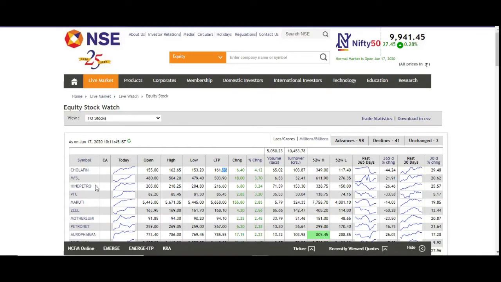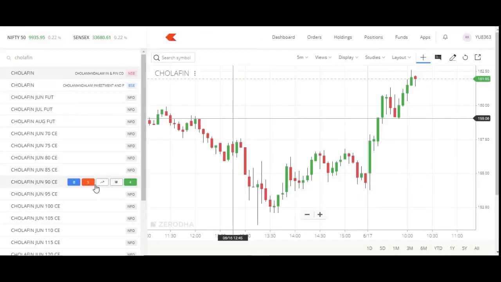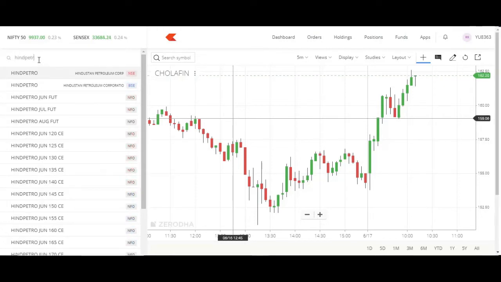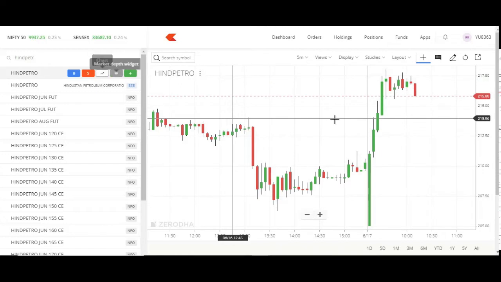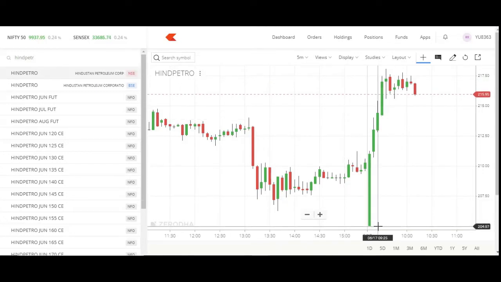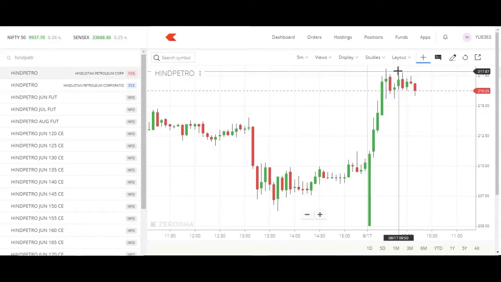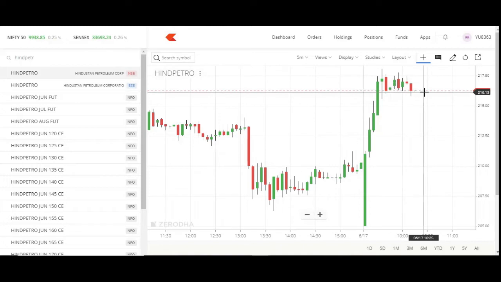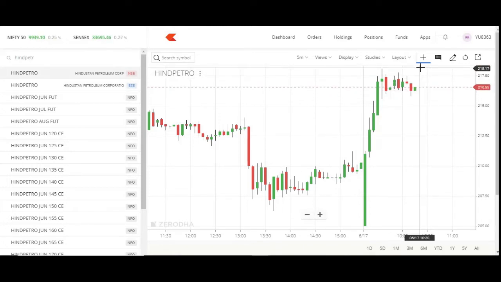After that, you can see MFSL and Hind Petro are also trending, so I'll be choosing Hind Petro. Here the stock opened gap down at the level of 205 and went up to 218, and right now it's trading at the level of 216. You can place the buy order at the high of this price.